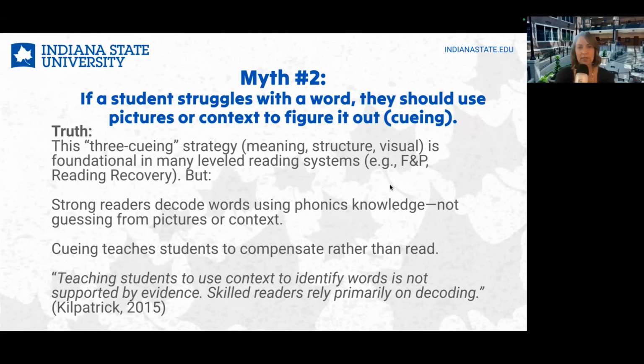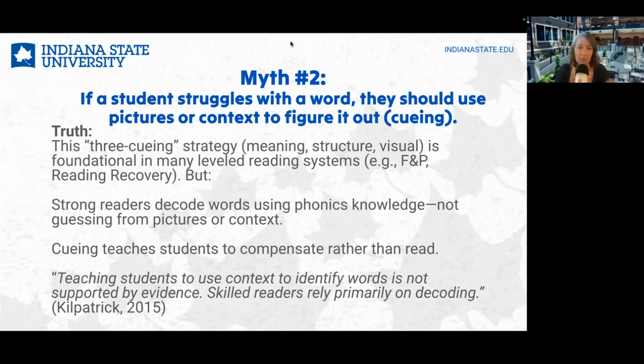Myth number 2 is if a student struggles with a word, they should use pictures or context clues to figure it out. And this approach is called cueing. There's a reading approach called the 3 cueing strategy. And cueing just means really like looking for clues to help me understand the text.